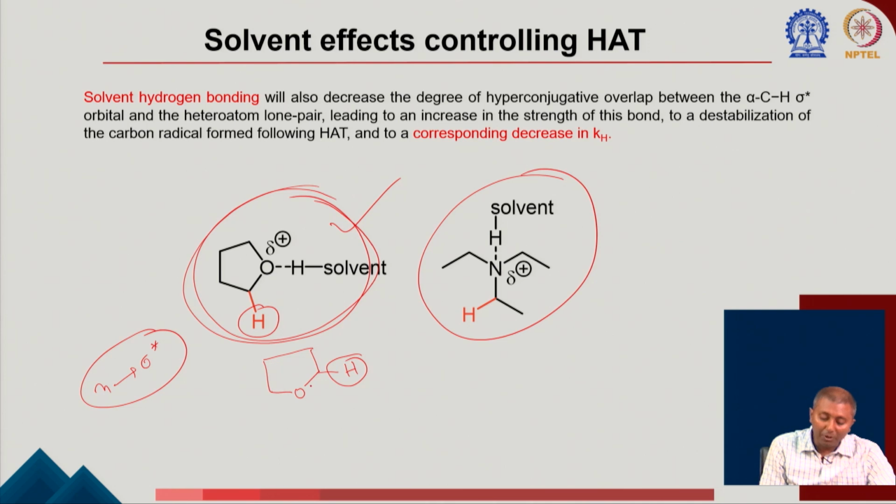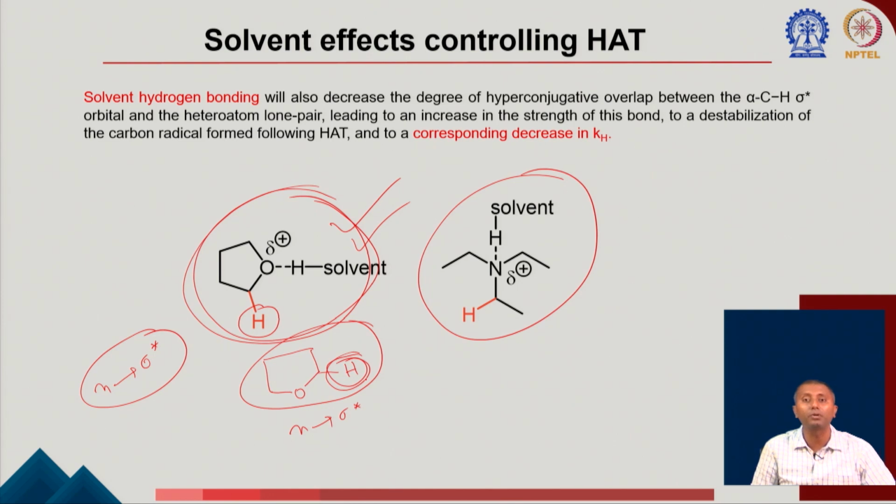Because of this n to sigma star electron donation, this bond will be somewhat activated for your hydrogen atom transfer. But here that possibility will be decreased, that is why it will be less activated compared to this. So the hydrogen atom transfer rate will be faster in THF compared to THF in a polar protic solvent, or the same thing for the triethylamine.